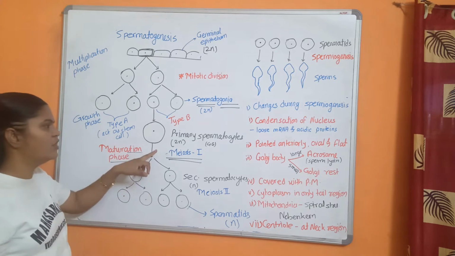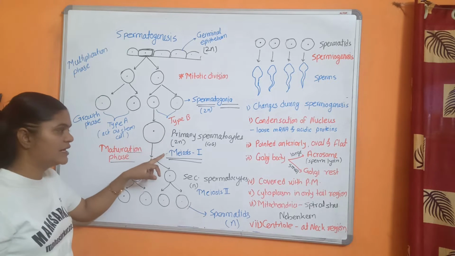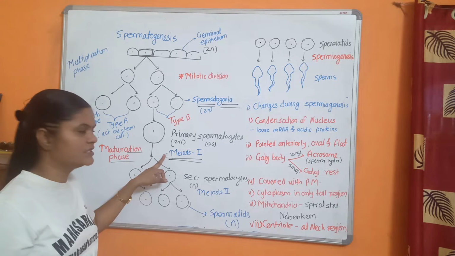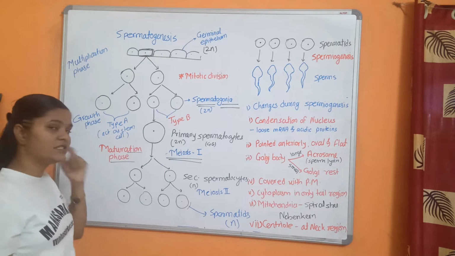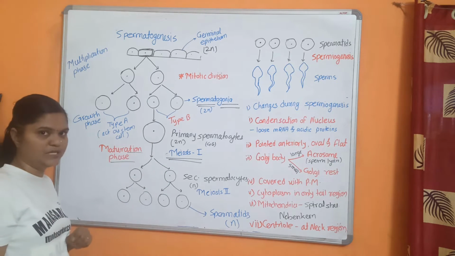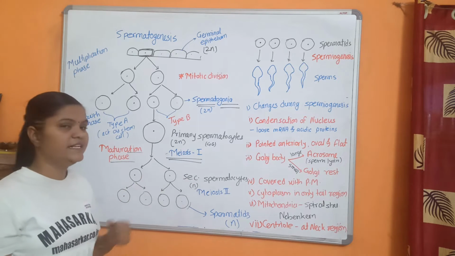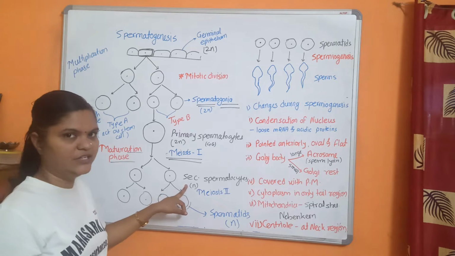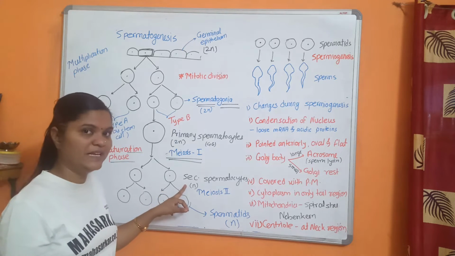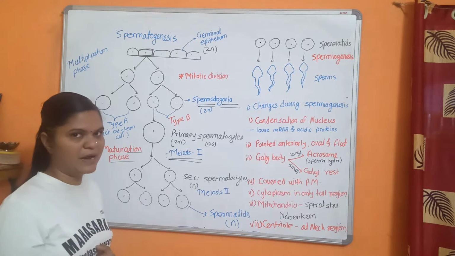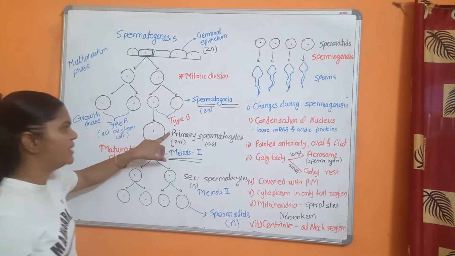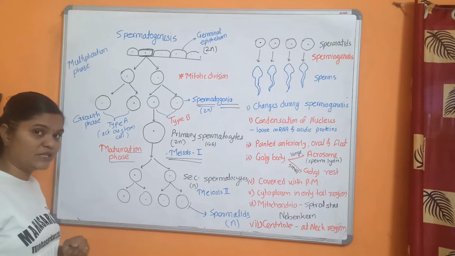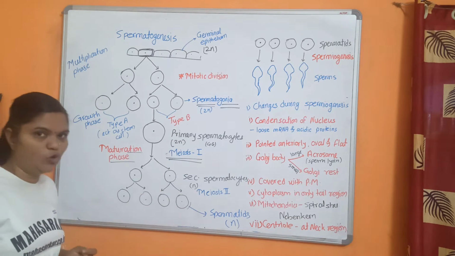So in meiosis 1, the primary spermatocyte shows the reductional division. After meiosis 1, two cells are produced, called secondary spermatocytes, and these secondary spermatocytes are haploid in nature. Only one set of chromosomes is present in secondary spermatocytes. This is a very important concept. So the primary spermatocyte undergoes meiosis 1, through which haploid secondary spermatocytes are produced.